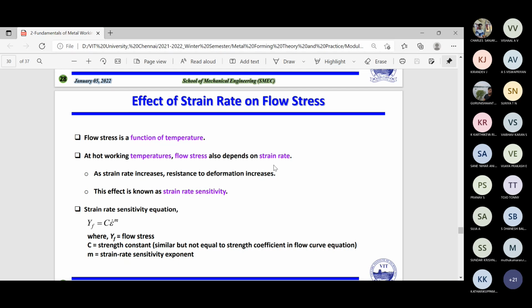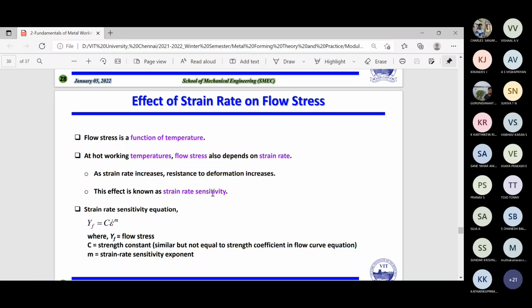Whatever equations we have studied, maybe in the previous slide there was only one equation. Now we have to talk about how you relate the flow stress and the strain rate, how they connect to each other. You cannot say that the flow stress is one thing and the strain rate is another. You have to combine them, make a link somewhere. And this effect is known as the strain rate sensitivity.